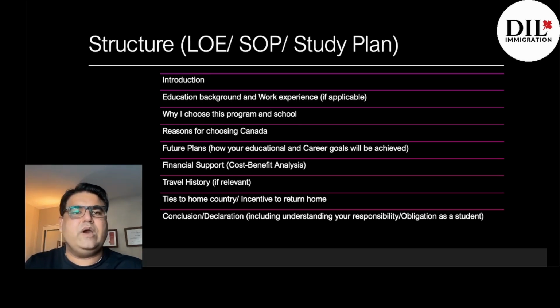The next thing is why I chose this program and school. This is very, very important. I think a lot of research has to be done on why you chose this program and this school, right? Maybe the program is pretty unique. It's not available in your home country. And for this specific program, the research can be done from any number of places, right? You can reach out to the current students, the alumni, maybe you can find it on LinkedIn. You can go to the college website, right, where you will have the information.